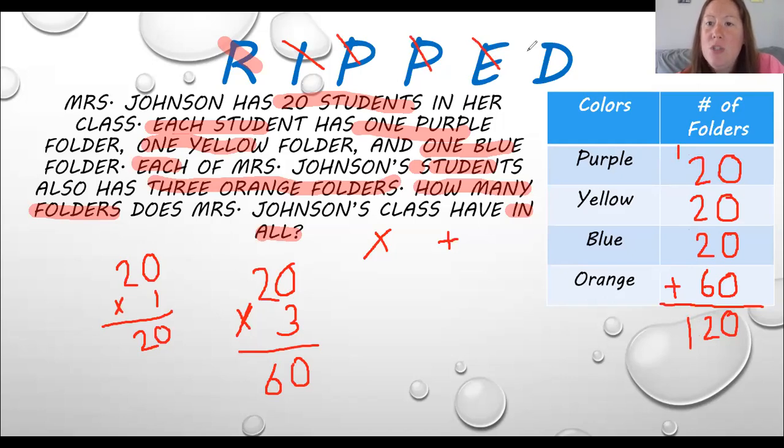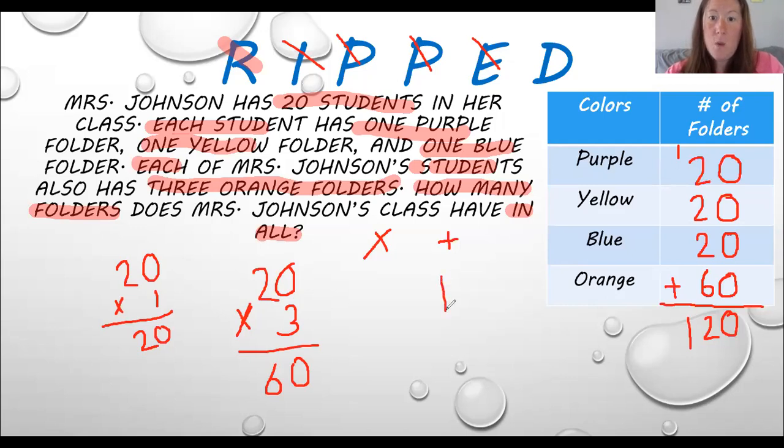Now we need to check it. Does it make sense, friends? Well, let's see. If there are 20 students and each one of those students has 1 purple, 1 yellow, 1 blue, and then 3 orange, that would be 6 total folders for each student. So a check for me might be 20 times 6 to see if I get 120, or I could do 120 divided by 6 to see if I get 20. And you know what? I think we're right.